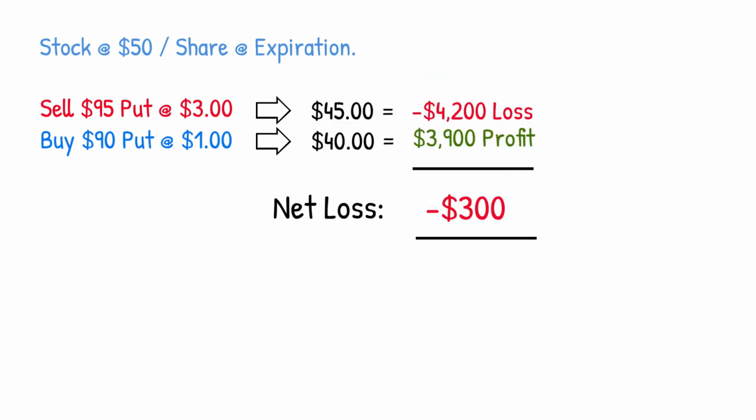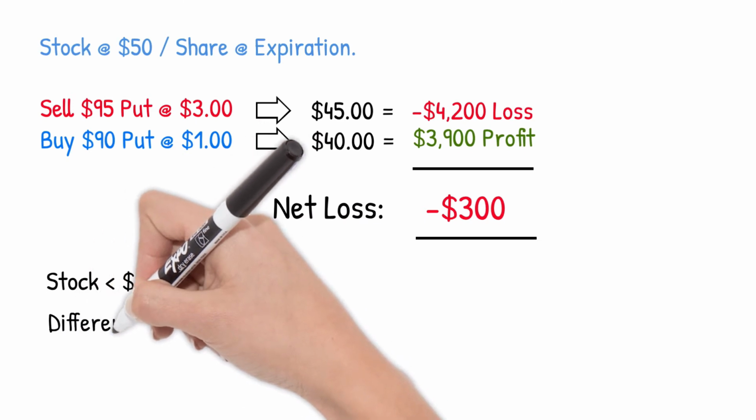Note the actual level of the stock isn't important as long as both options are in the money and the stock is trading below the $90 strike. The maximum loss of this position is $300. We can calculate our maximum loss as follows.